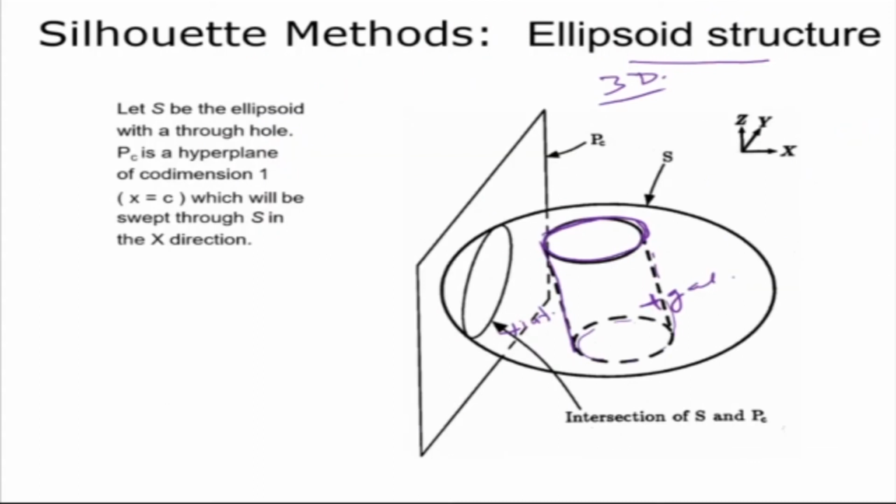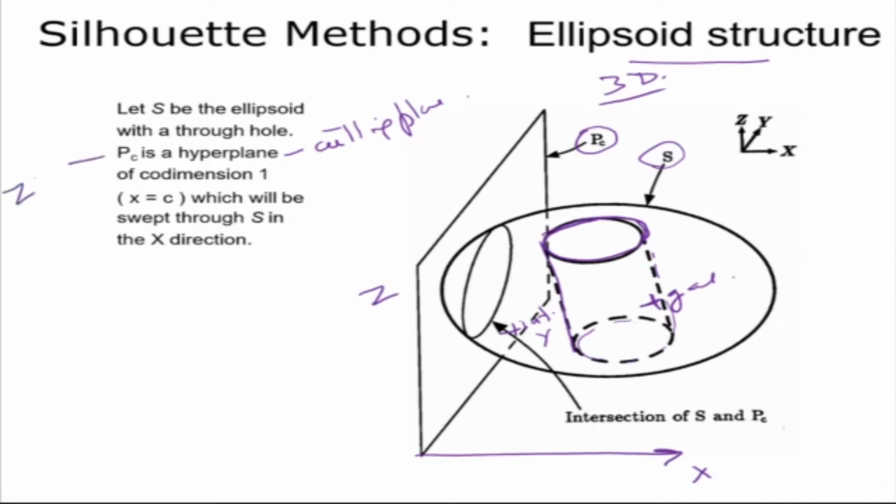planning here. Now in the silhouette method, what it basically does is we have the ellipsoid which is S, with a hole. Now let us say that we have a hyperplane or a plane which is PC. This is a plane. We can call this a cutting plane, hyperplane or cutting plane. Now this cutting plane will slice this ellipsoid at various points, right? So let me draw my x-axis like this. This is my x-axis, that's my y-axis, and that's my z-axis. So this hyperplane is basically in the zy plane.